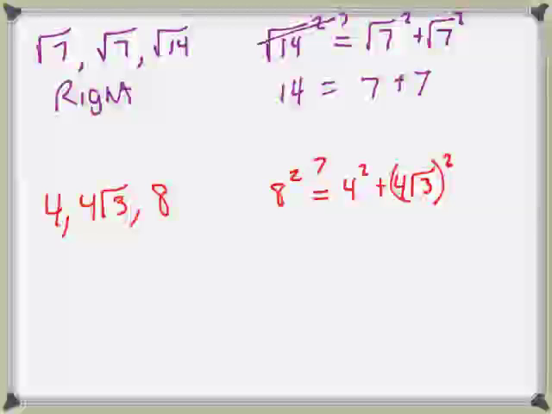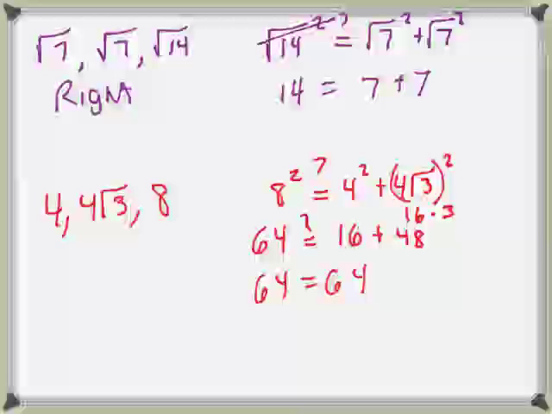What's 8 squared? What's 4 squared? 16. We talked about this yesterday. How do I square something that has the two parts like that? Square it all. So if I square the 4, I get 16. And if I square the square root of 3, I get 3. And I multiply those together, it gives me 48. What is 16 plus 48? 64. So this works. It's a true statement. So what kind of a triangle is it? A right triangle. Okay? All right.